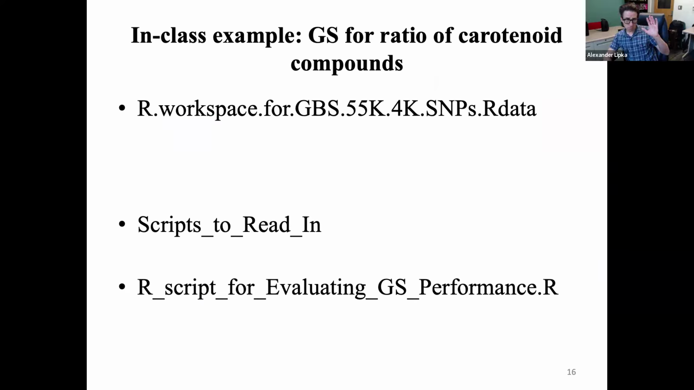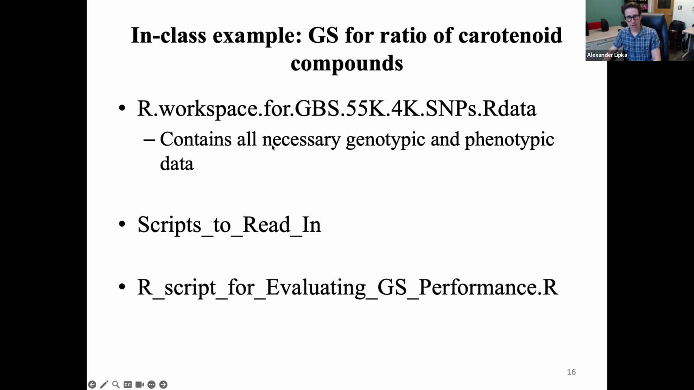The data that you have available on that Google Drive for the GS example includes your R workspace. Instead of waiting like 5 minutes to read in a large text file, I saved the R workspace from about 10 years ago that contains all of the necessary genotypic and phenotypic data. This will really save a lot of heavy lifting in the long run.